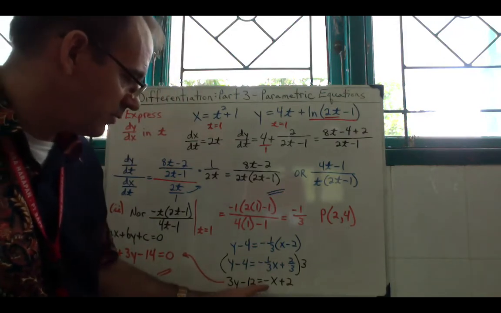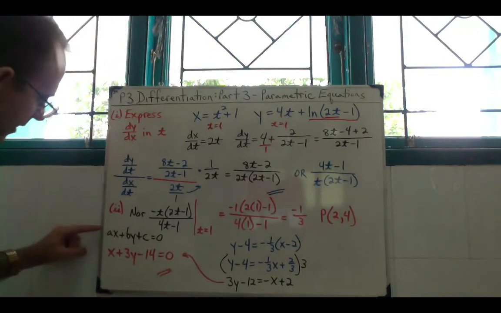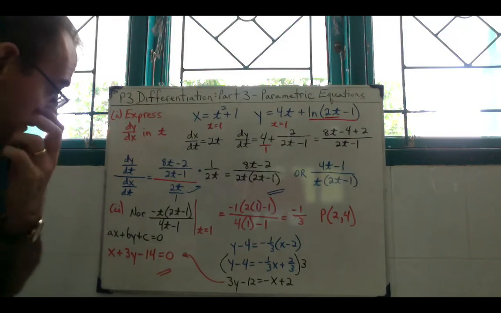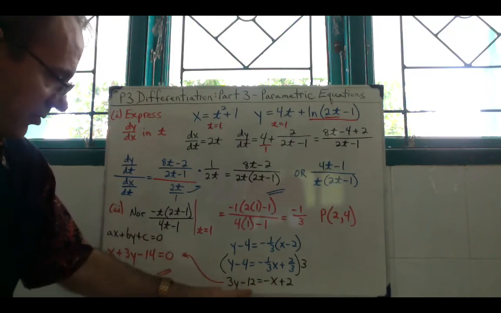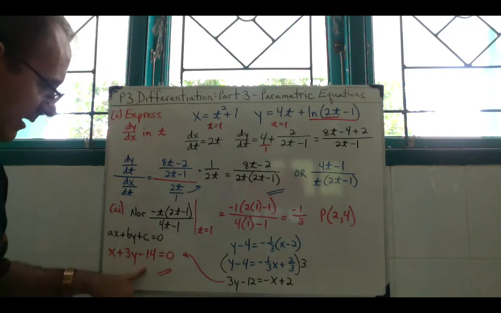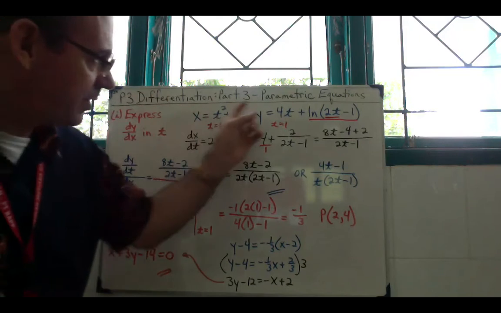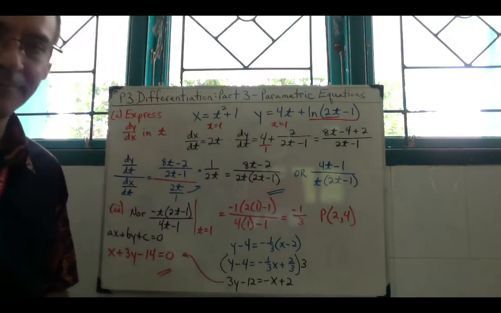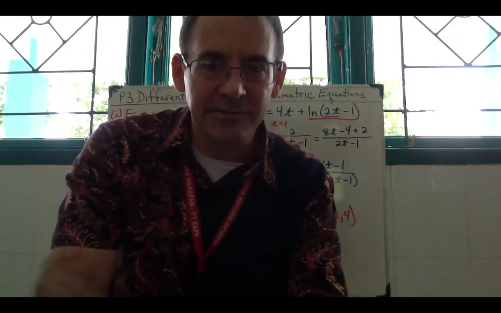3y minus 12 equals a negative x plus 2. And then rearrange it into this general form or standard form that they want. And so add x to the other side plus 3y, subtract 2, and you get x plus 3y minus 14 equals 0. Here's your equation of the line that is normal to this parametric equation at t equals 1. Okay, so that's our second one. I'll set up for the next one.